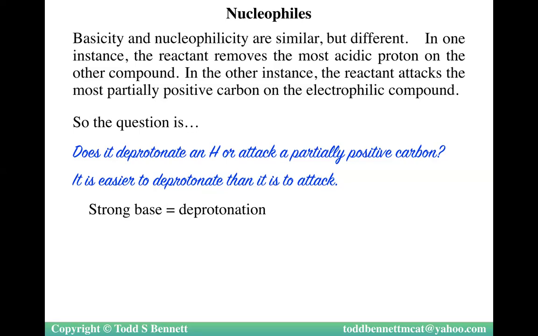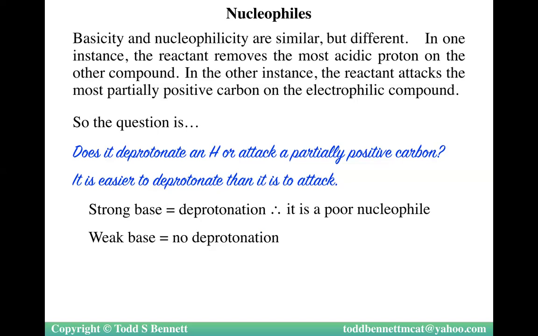If there are no H's to deprotonate, let's say it's just CH3, a methyl group with a leaving group like a chlorine, then there's not really a chance for it to deprotonate from carbon. So that one probably will be a nucleophile. But in a lot of instances, if there's a proton that can be taken off, the nucleophile will act like a base more than it acts like a nucleophile. So if it's a really strong base and there's an acidic proton around, it's a poor nucleophile. A weak base won't engage in deprotonation, which actually makes it a little bit better nucleophile.